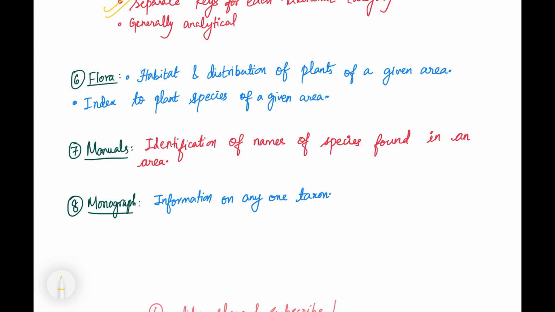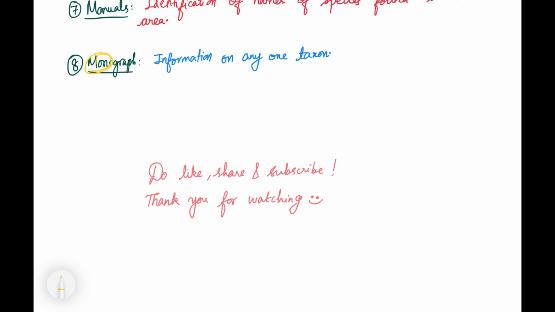Let's go to flora. Habitat and distribution of plants of a given area can be identified using flora. So flora is for plants only, not for animals, and it provides the index to the plant species of a given area. Manuals are for the identification of the names of species found in an area. Okay, that's it. Then monograph, the word mono tells you that it provides information on only one taxon or any one taxon.